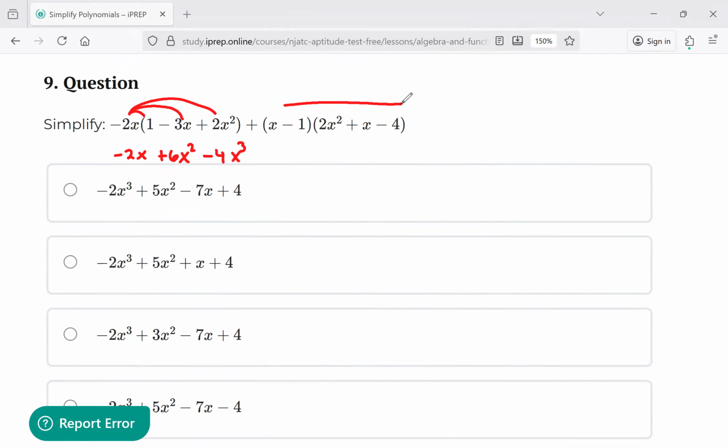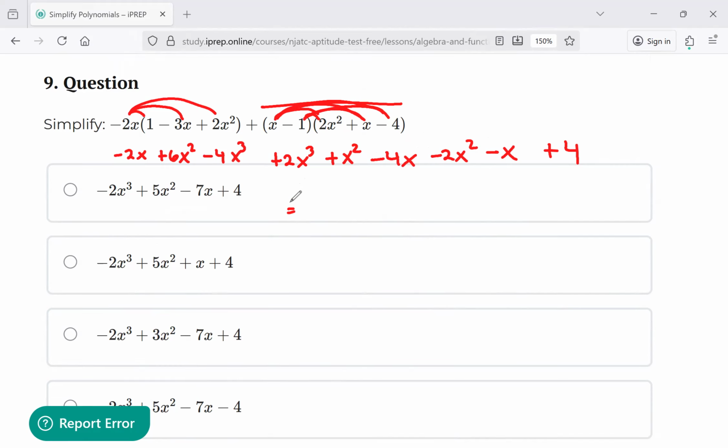Now let's do this part. Just FOIL it out and collect like terms. So start here. X times 2x squared is 2x cubed. X times x is x squared. X times negative 4 is negative 4x. And then FOIL out this negative 1. So negative 1 times 2x squared is negative 2x squared. Negative 1 times x is negative x. Negative 1 times negative 4 is positive 4.